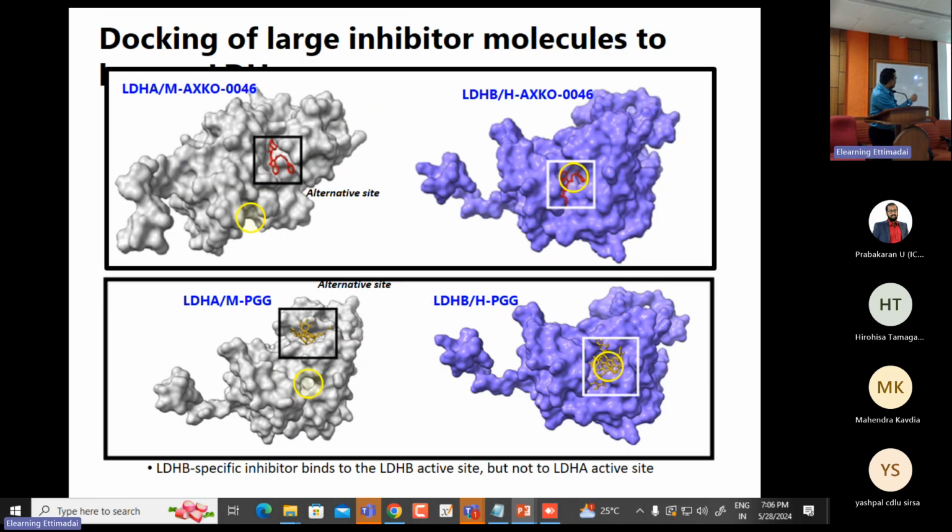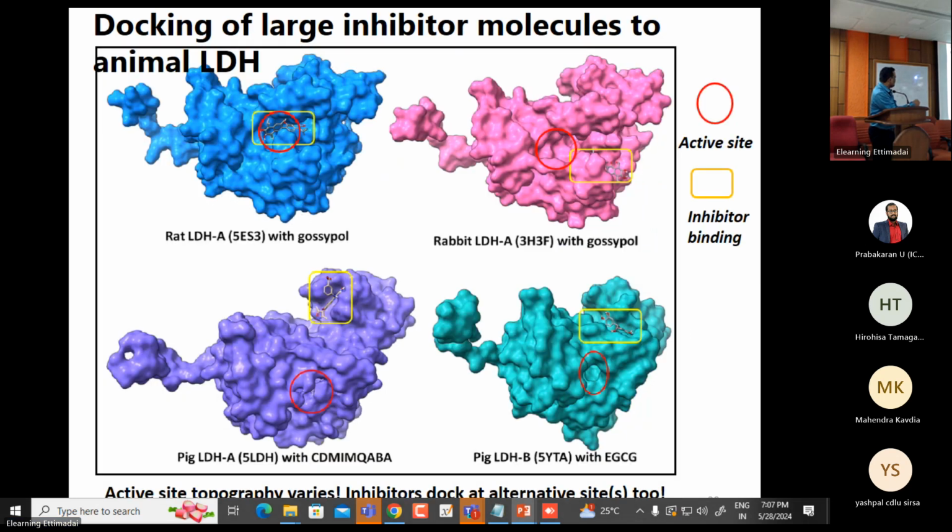So here you can see that large molecules, which cannot even enter the active site, for example, you can see PGG, something like that, galloyl, it's a very huge molecule. It doesn't go in. It cannot go in. But still it inhibits the enzyme. How? Right? So there is some other mechanism. What could that be? Also, if you see the structures of various mammalian LDH.